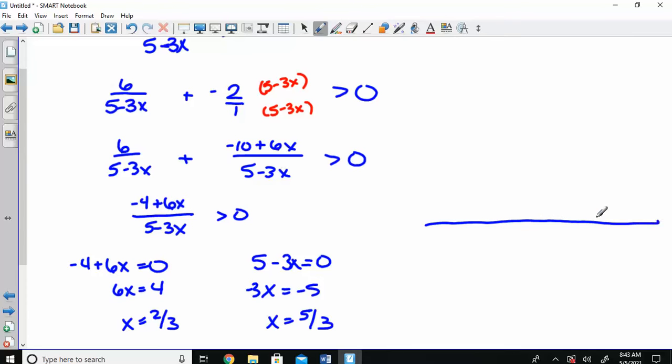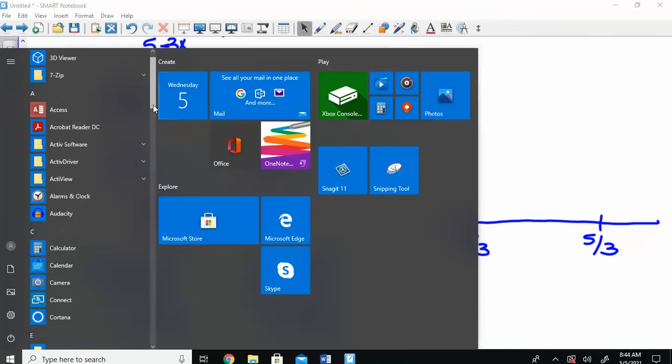We think about a number line. If I plot only those two numbers, smaller number on the left, that's positive 2/3, positive 5/3. Those are the places where we either have an asymptote or our graph equals 0. We can either plug in numbers. Some of you, I think a few of you like to do that. Most of you just like to look at a graph. So let's go to our graphing calculator.